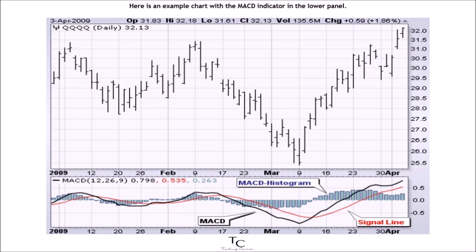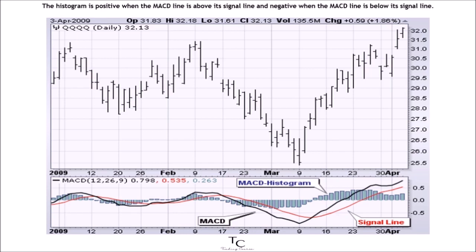Here is an example chart with the MACD indicator in the lower panel. The MACD line is the 12-day exponential moving average, EMA, less the 26-day EMA. Closing prices are used for these moving averages. A 9-day EMA of the MACD line is plotted with the indicator to act as a signal line and identify turns. The MACD histogram represents the difference between MACD and its 9-day EMA, the signal line.